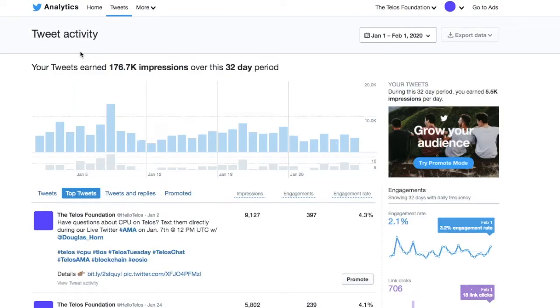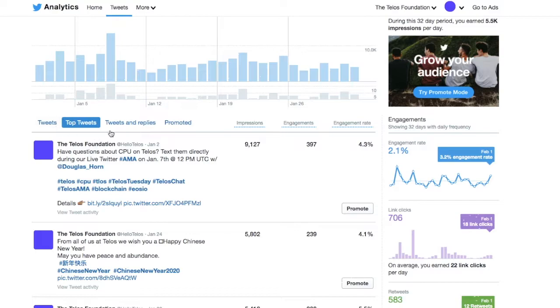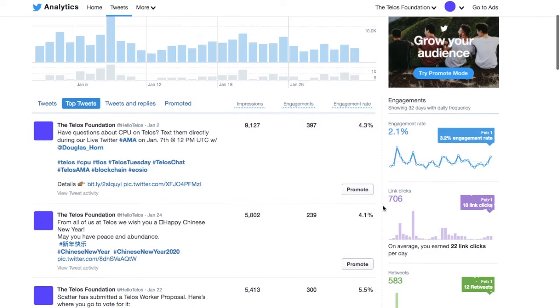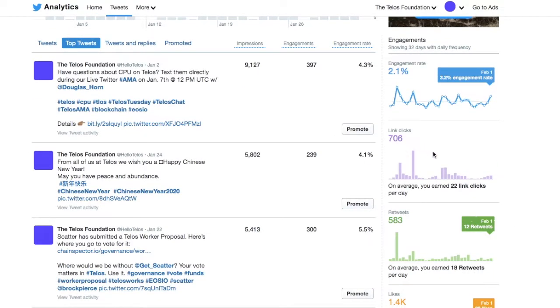So as you can see, here's the tweet activity. Oh, 176,000 impressions over this 32-day period. So here's the top tweets in the order of most impressions. Okay, so we got CPU is number one. The tweet about the Chinese New Year is number two. And then number three is Scatter has submitted a Telos worker proposal.